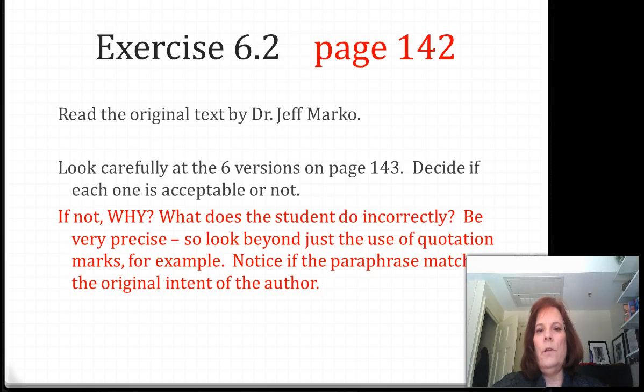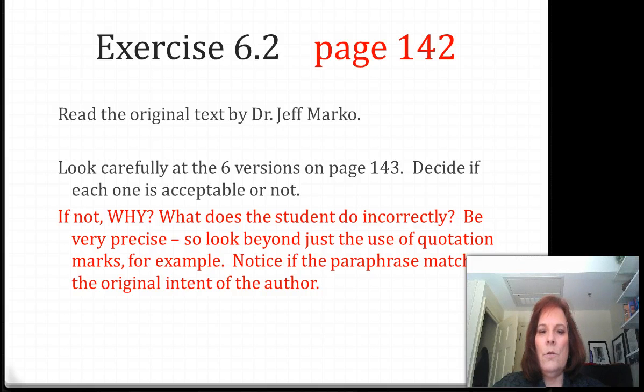After you finish looking at the text, I want you to turn to page 142 and complete exercise 6.2. The original was written by Dr. Jeff Markle, and there are several versions of paraphrases. For each of these versions, I want you to decide if the version is acceptable or not. Is it plagiarism or is it not?